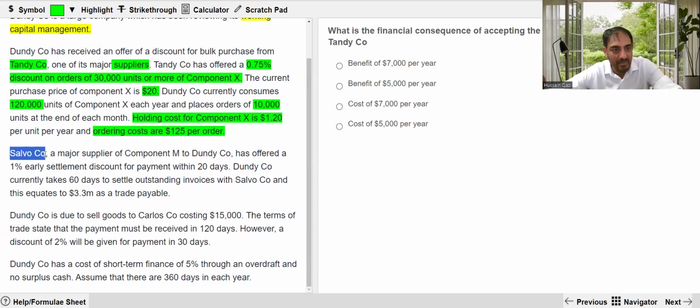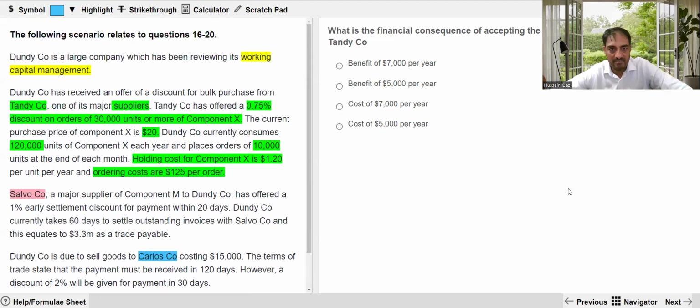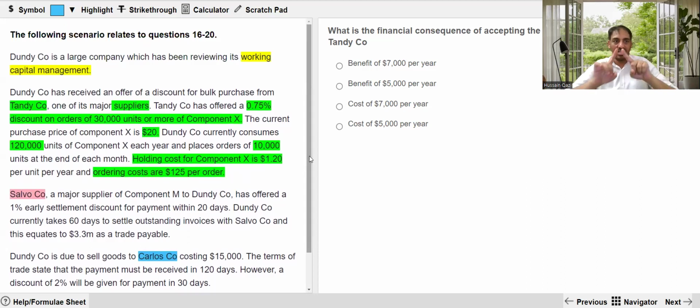The second one is the Salvo company, and the third one is about Carlos company. So first we can attempt the 10D company. The question is about Hyundai, and we are going to attempt the first case, that is about 10D. Focus on the first point. This is something about discount evaluation.